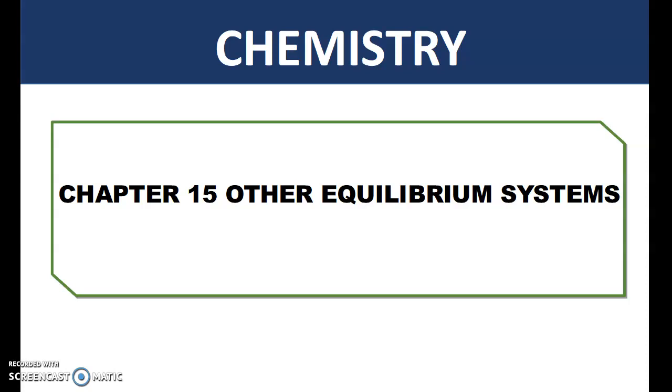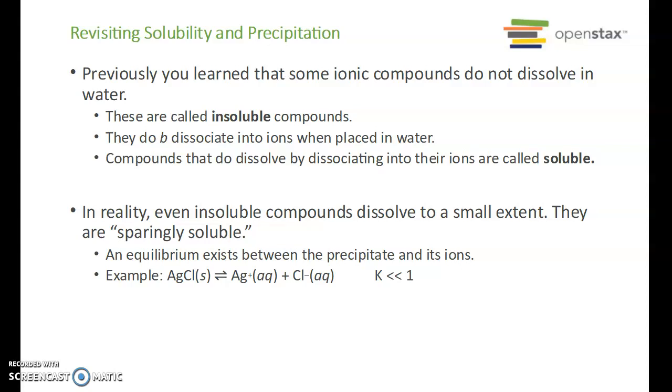Now we're on to Chapter 15, Other Equilibrium Systems. Previously, we saw about ionic compounds that do not dissolve in water. They're called insoluble, right? They do, however, dissociate into ions when placed in water. Compounds that do dissolve by dissociating into their ions are called soluble.